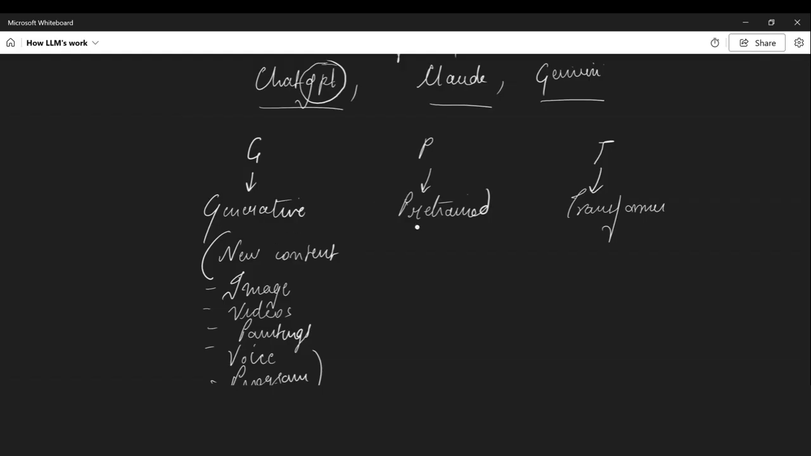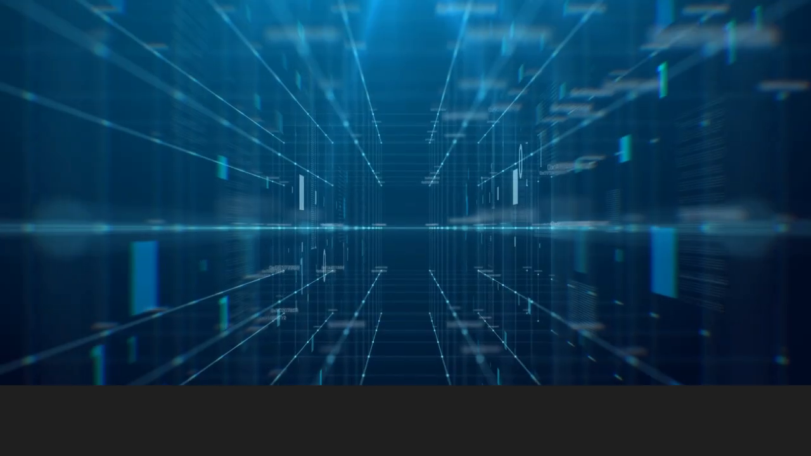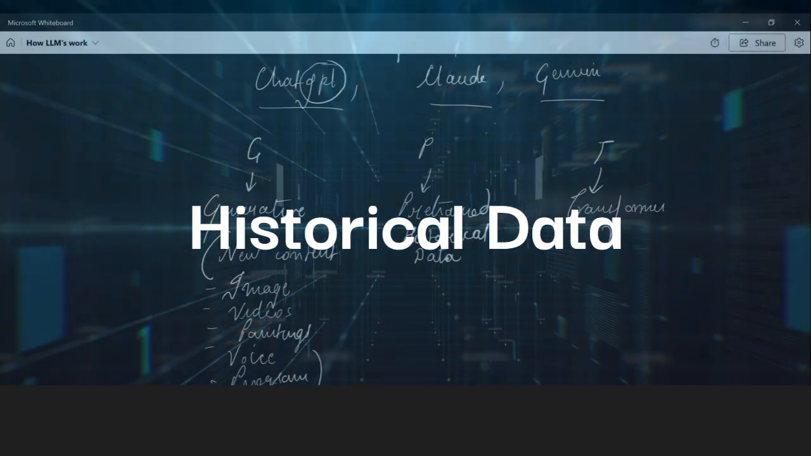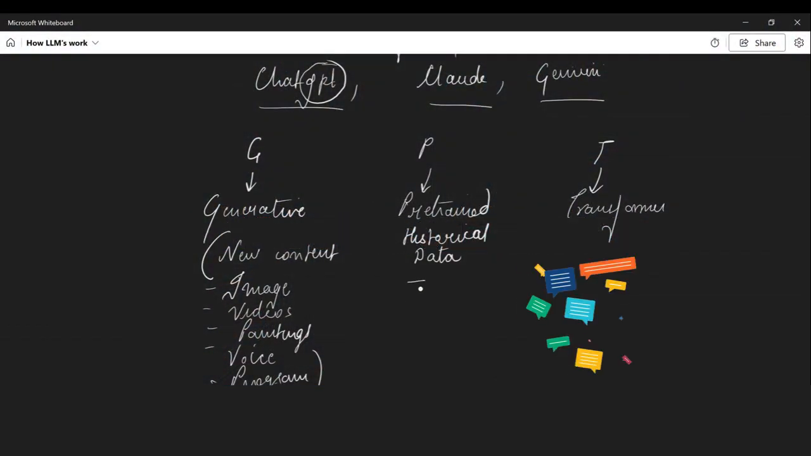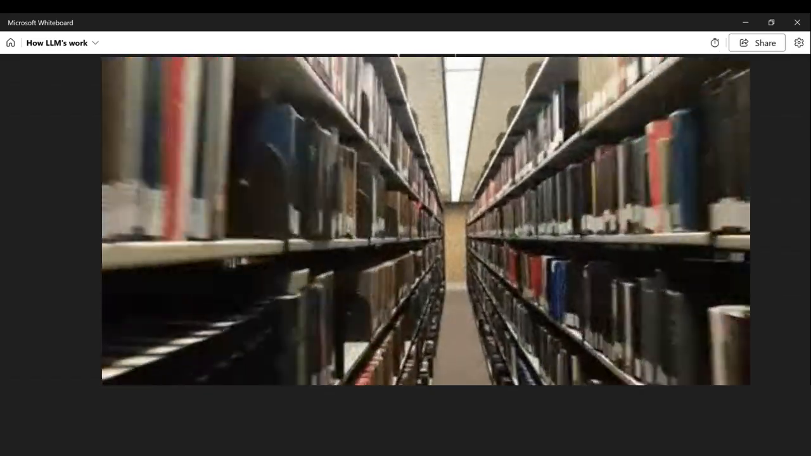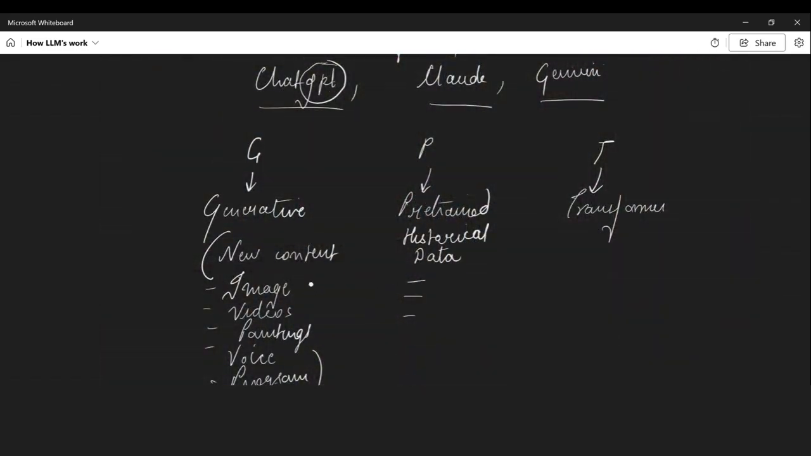Pre-trained means whatever content is generated by GPT, it has to be trained on historical data. It can be the web, internet, books, and a lot of data which is available. So it can generate new images, videos, paintings based on the historical data. Now let's see what does transformer stand for.